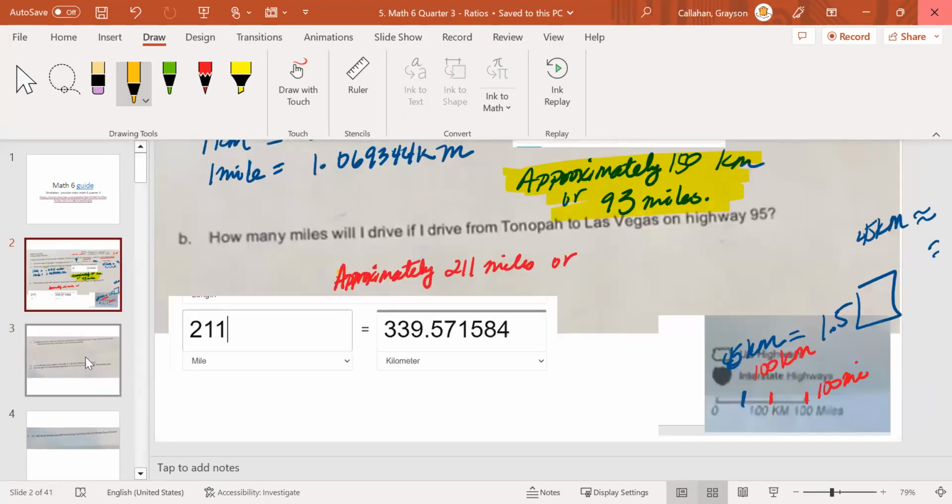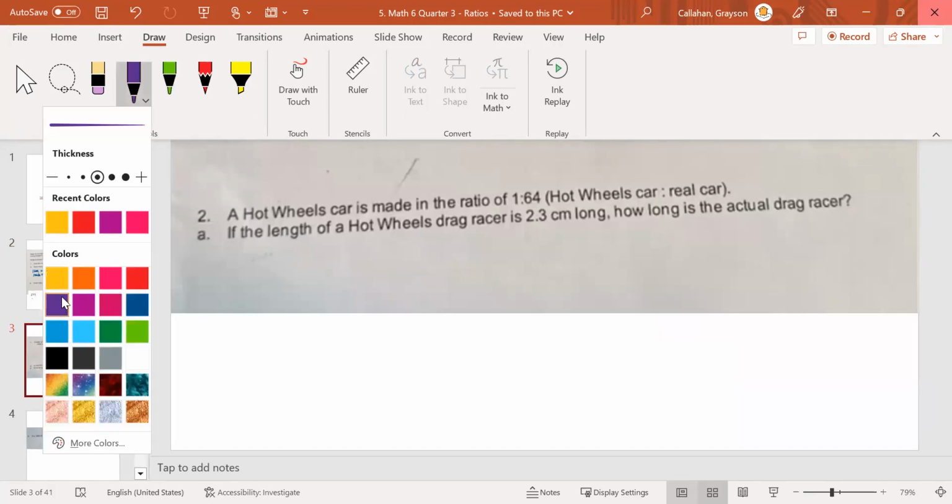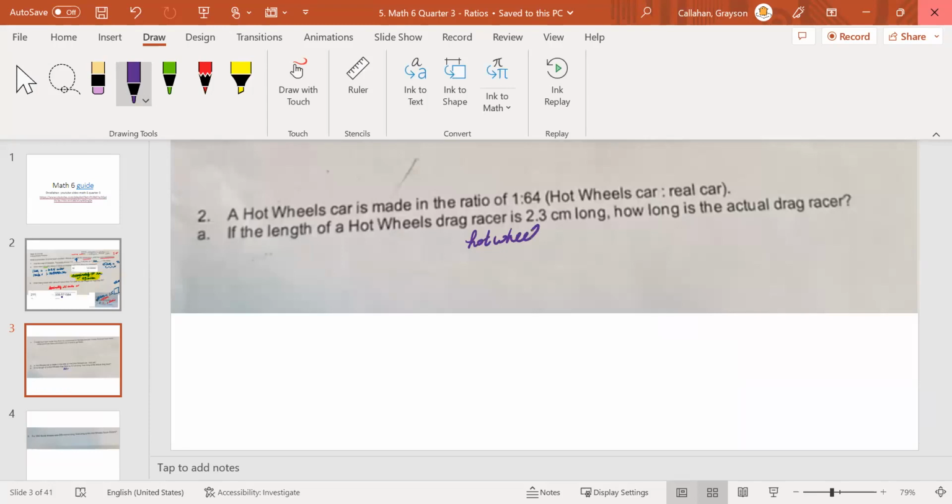Is it on question number 2 now? A Hot Wheel car is made in the ratio of 1 to 64. Hot Wheel cars to real cars. Okay, so for every one Hot Wheel car they make, how many real cars do they make? Yes. You can't touch this. Yeah, grab your laptop. 64. Yeah, so if they make 64 real cars, they only make one Hot Wheel car, which makes sense because people probably drive real cars more often. They buy Hot Wheel cars, okay?